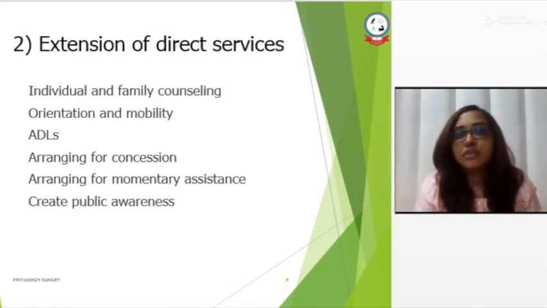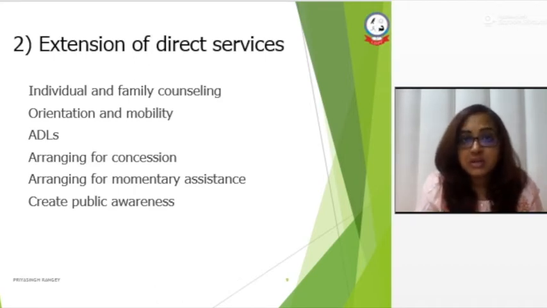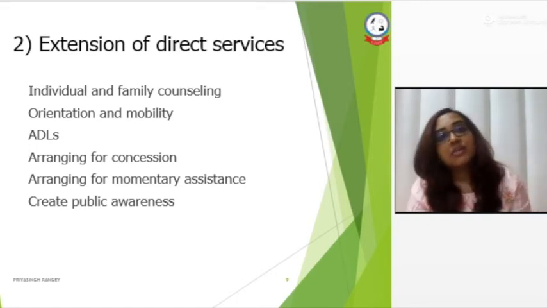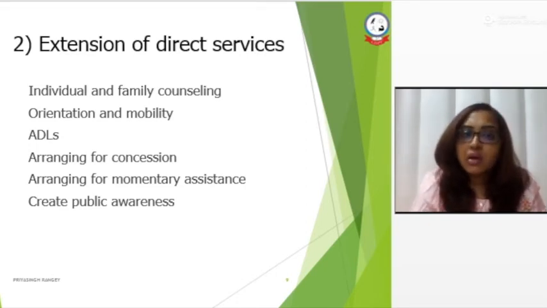The next function of extension services is extension of direct services. Here we are trying to extend the medical services directly to the patient, so the patient does not come to us in order to seek the medical benefits or seek healthcare services, but we are going to the patient in order to give them a direct service from our part. Individual family counseling can be done. We can train the patient for mobility, for orientation. We can make the patient independent in performing their ADLs. We can arrange for monetary concessions. If the patient requires any financial help, we can help them by getting some donations, some scholarships, etc.